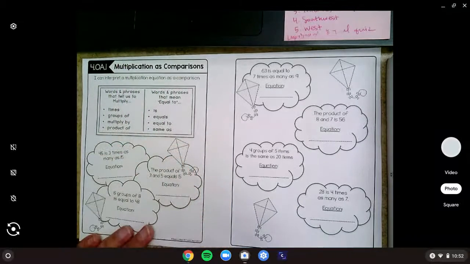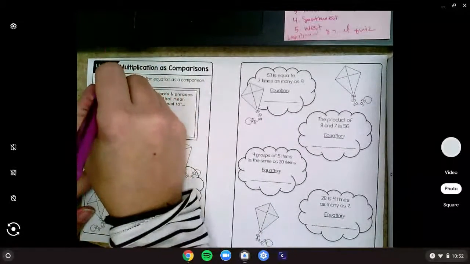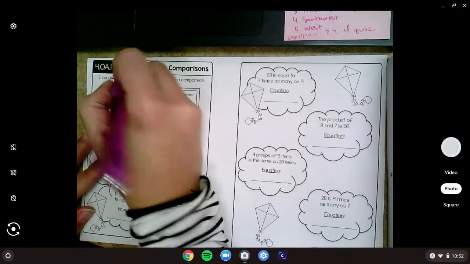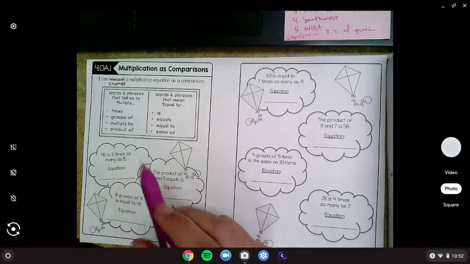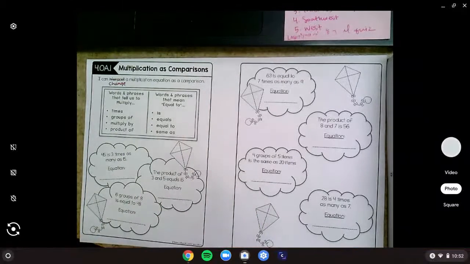Do you know what an interpreter does? An interpreter is somebody who changes one language to another so that people can understand each other. So what we're really doing, we could take out that word interpret, and it means change. I can change a multiplication equation as a comparison. I can make it show it's comparing.